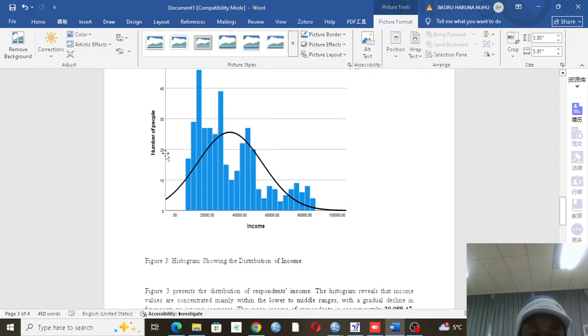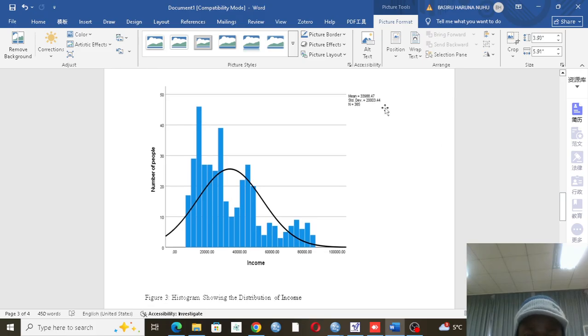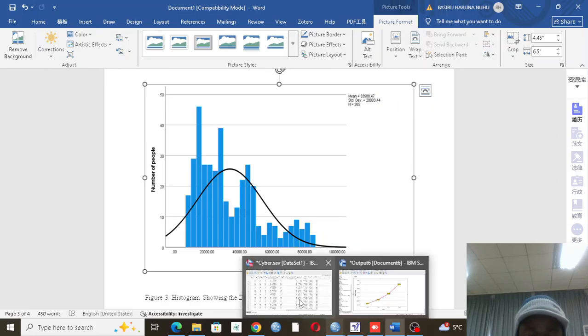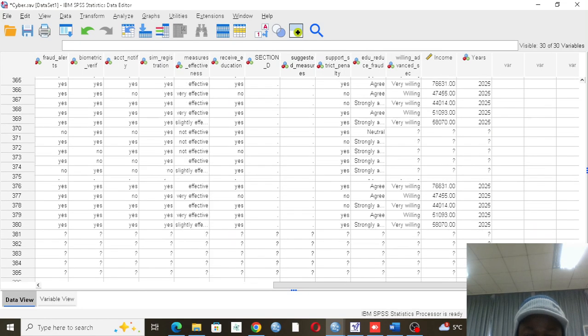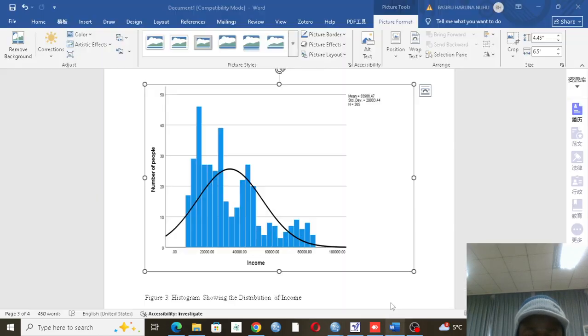This particular y-axis represents the number of people. So let's use our eyes to check first, and then I read it out to you. Here it just shows the mean income. So when you take all the incomes in the data set, add all of them and divide by the 385, that is our mean here.